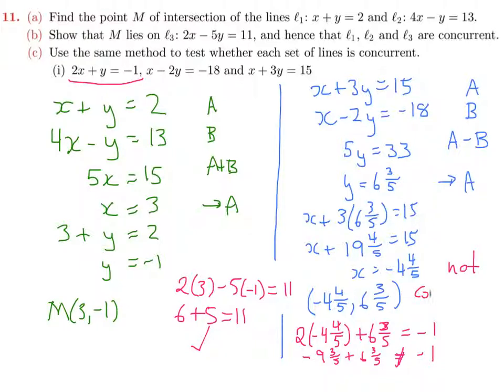We might just double check that, make sure I did the maths right. But in short, you solve two of the equations, substitute into the third equation. If it satisfies the third equation, then they're concurrent, otherwise they are not concurrent.